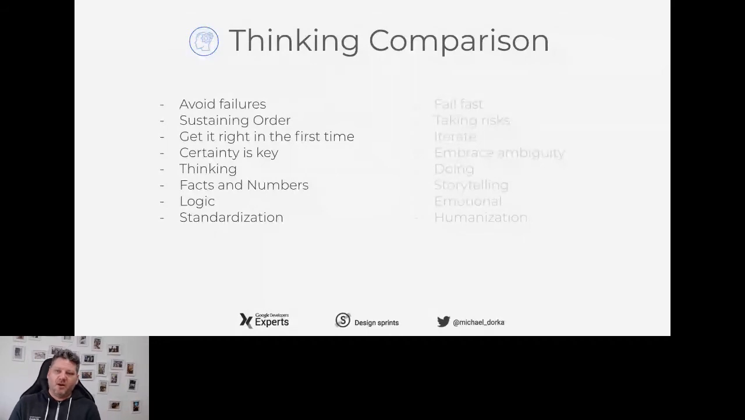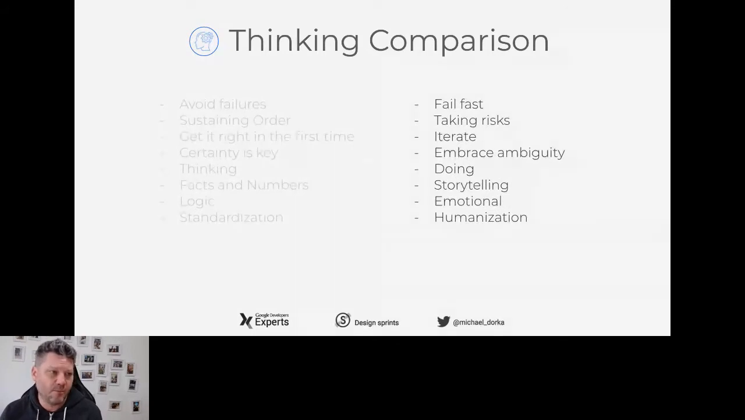Let's compare a little bit on how it was before, right? And what we were so used to in companies: avoid failures, sustain order, everything is so oriented in a hierarchy. Get it right the first time. Certainty is key. Thinking, facts and numbers, logic and standardization. And now it's all the opposite. It's fail fast, break things, fail fast. Maybe, as I said, fail fast but not fatal, because you have to return. Take risks, iterate, embrace ambiguity, do the stuff.